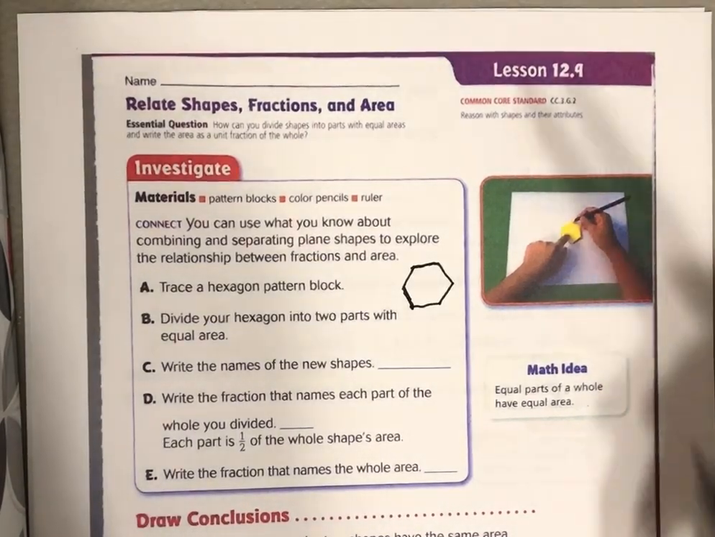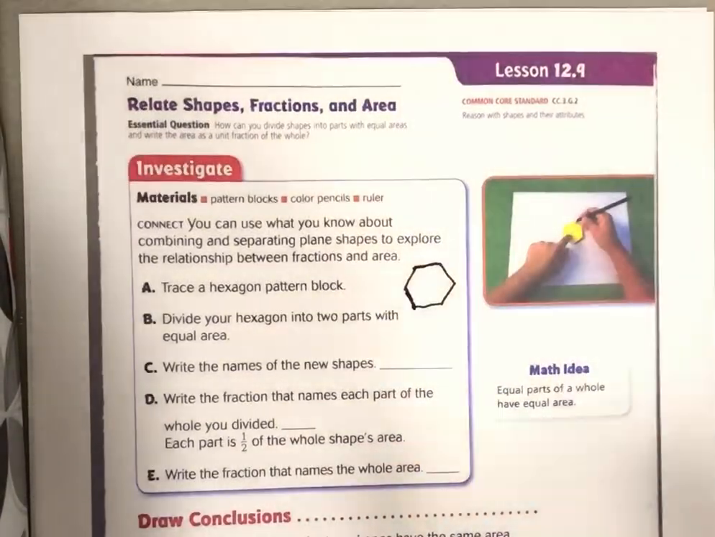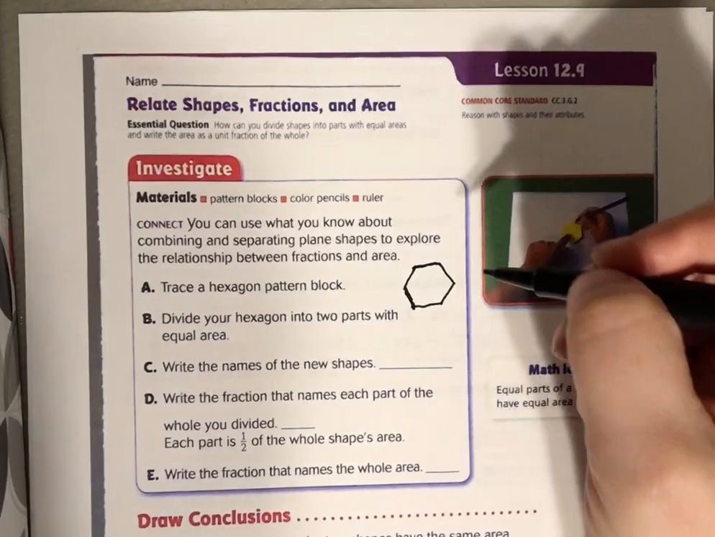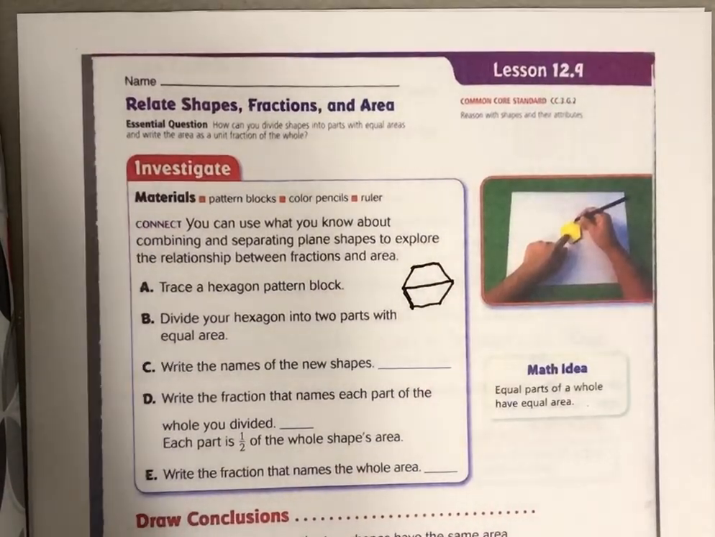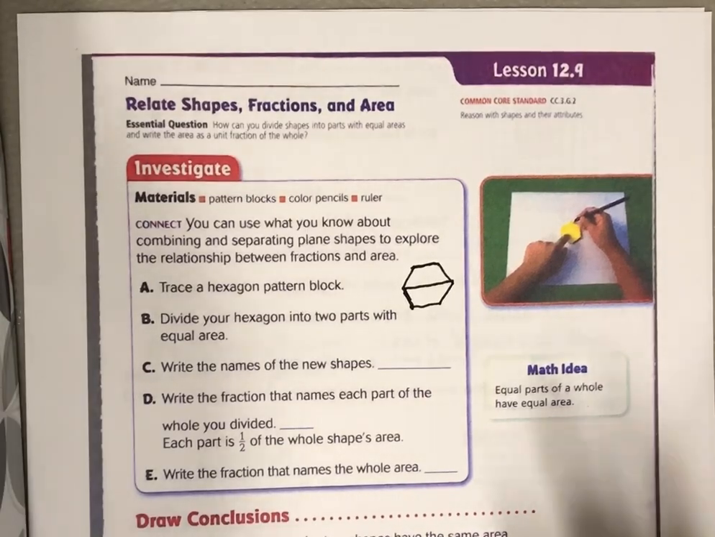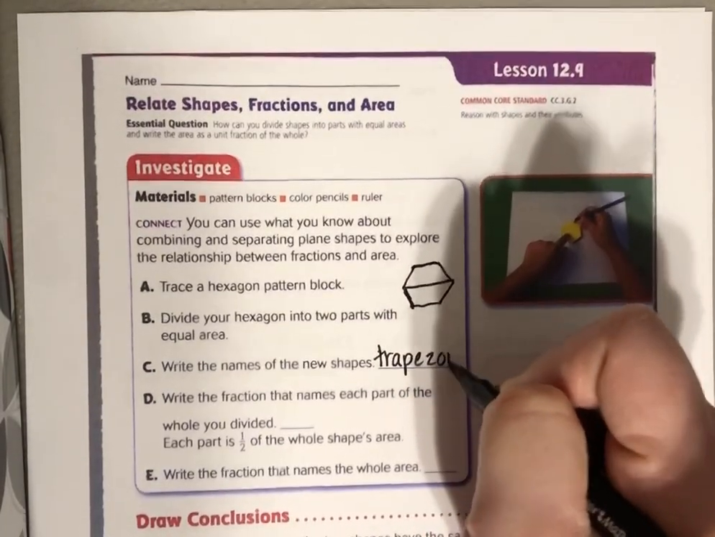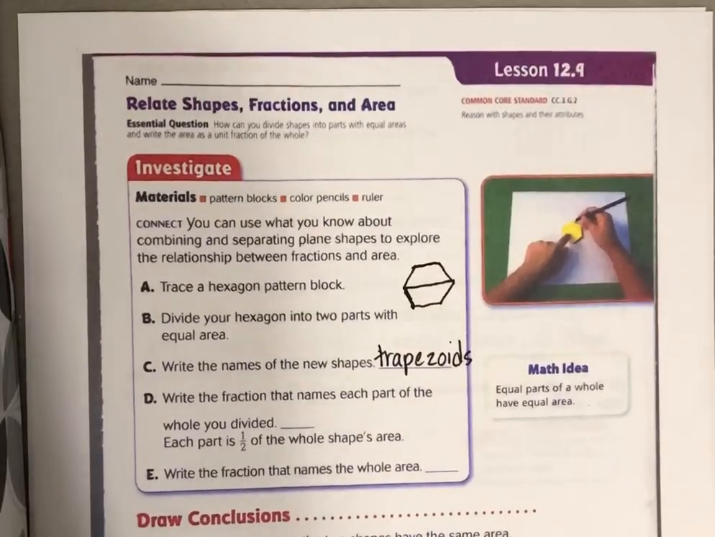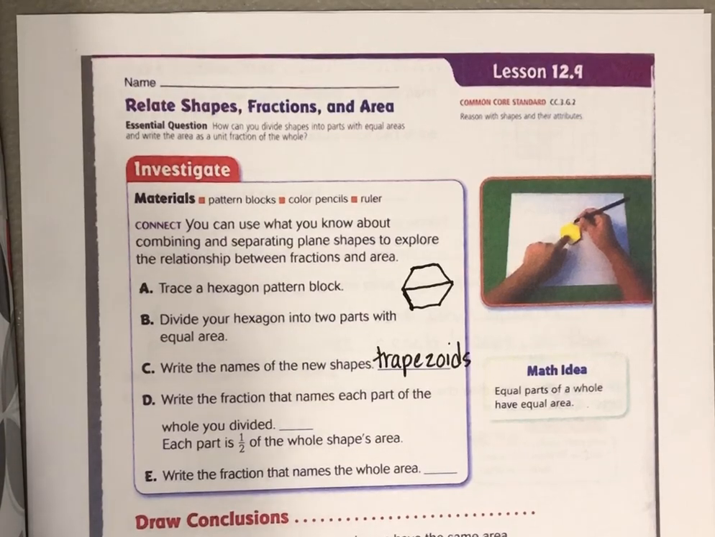Trace a hexagon pattern block. You may draw it over to the side. Divide your hexagon into two parts with equal area. Write the name of the new shapes. They are trapezoids. Write the fraction that names each part of the whole you divided.